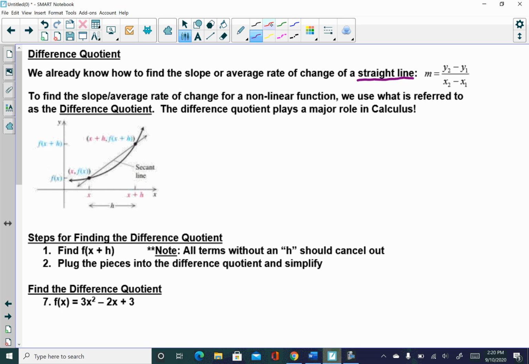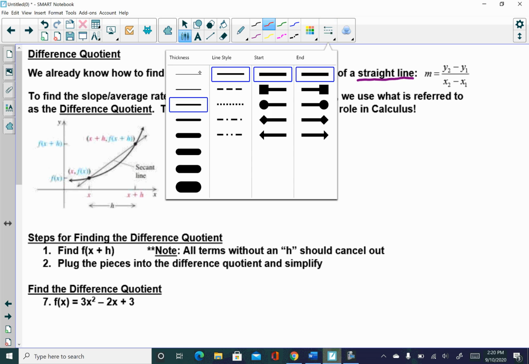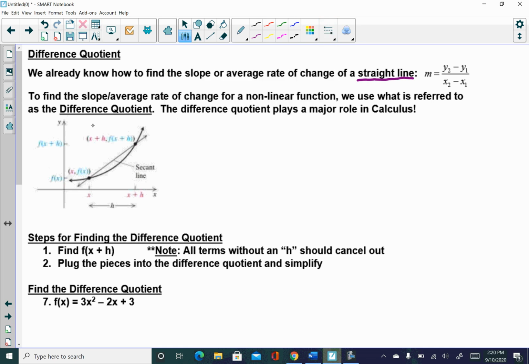And I'm not sure how well the graphic comes in over on the video or not, but I'm going to write those ordered pairs for you again. This ordered pair is x plus h, comma, f of x plus h. And this ordered pair down here is x, comma, f of x. Think about it as x, and remember f of x is y.